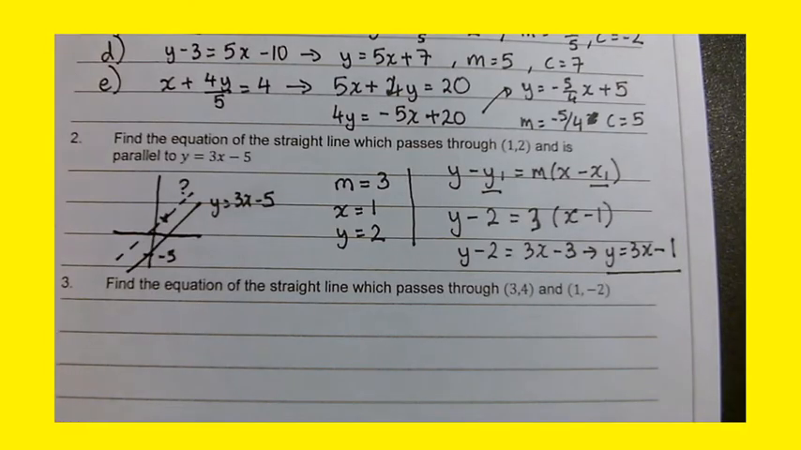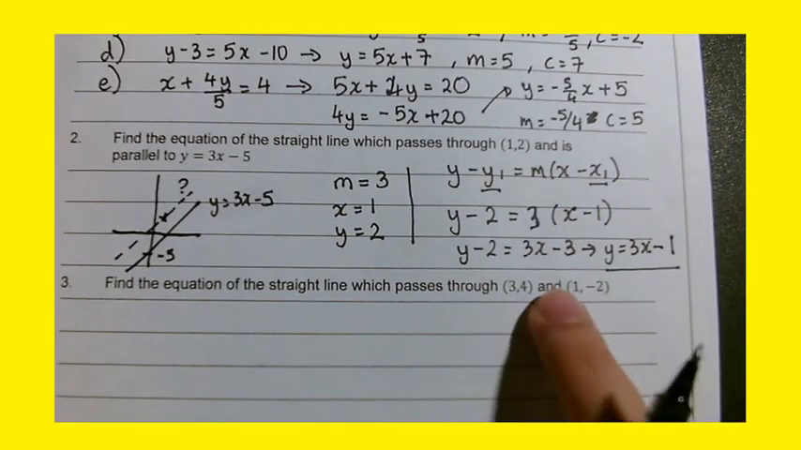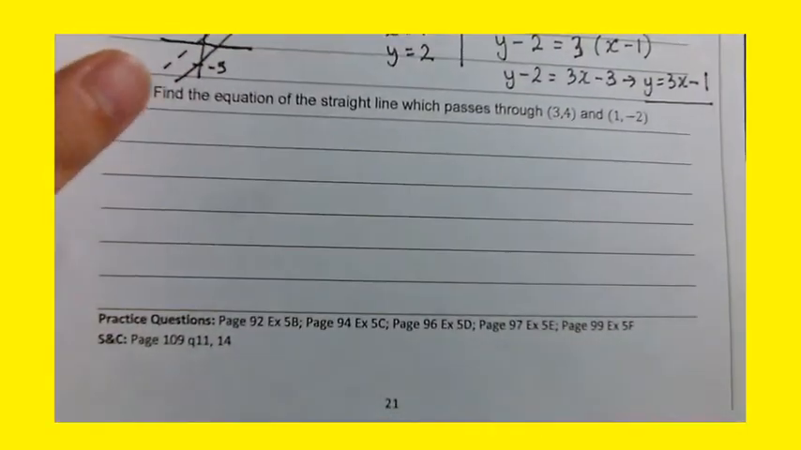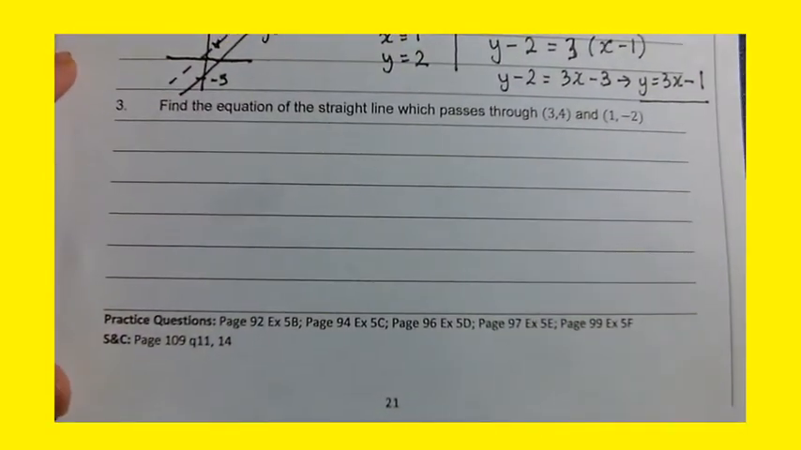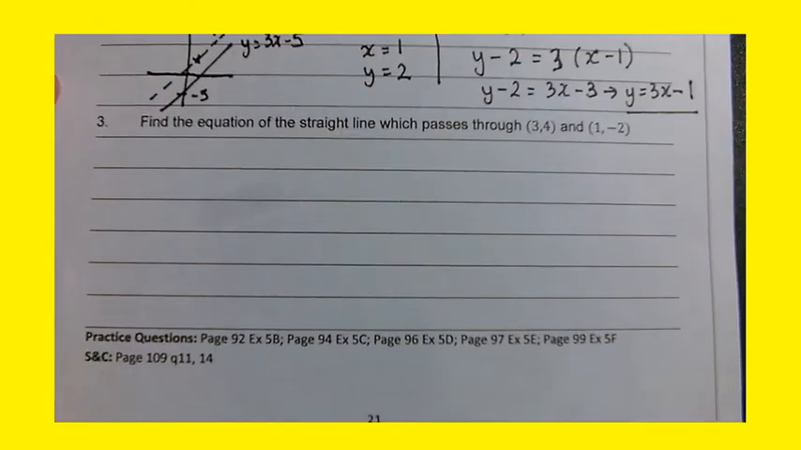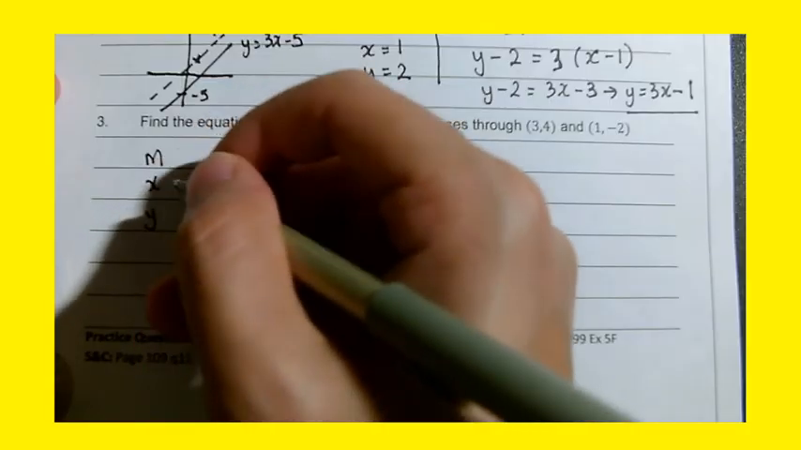So let's just recap. Whenever you're asked to find the equation of a straight line, you need 3 things: m, x and y. Once you have those 3 things, you can use this formula, which can help you get the equation of a straight line. Right, final one here. Find the equation of a straight line which passes through these 2 points. So remember, for the equation of a straight line, we need 3 things. We need a gradient, an x value and a y value.